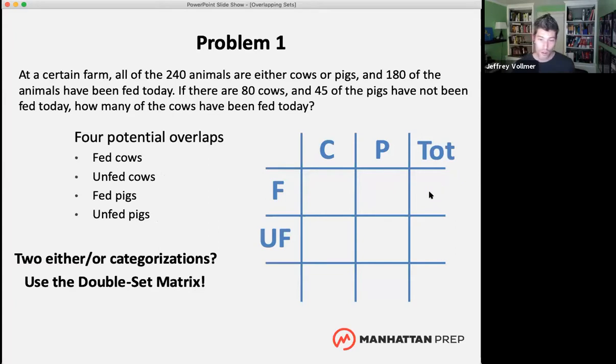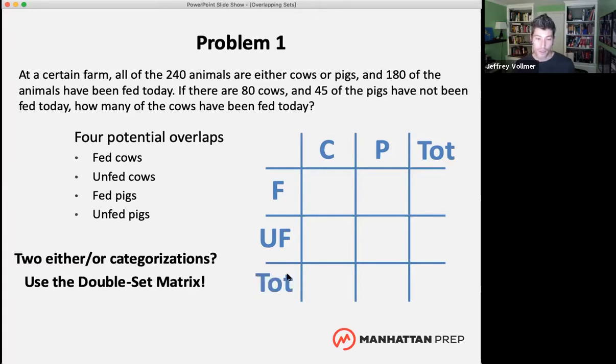So this box here should represent all of the animals that have been fed, whether they're cows or pigs. I am going to add up left to right on my matrix. So whatever this box is plus whatever this box is equals this box, the total animals that have been fed.